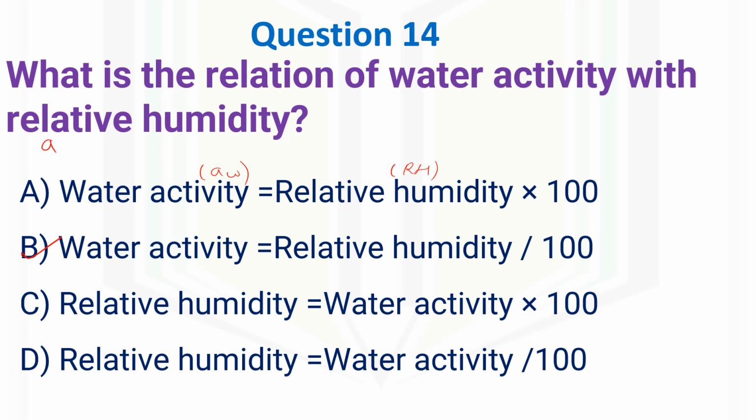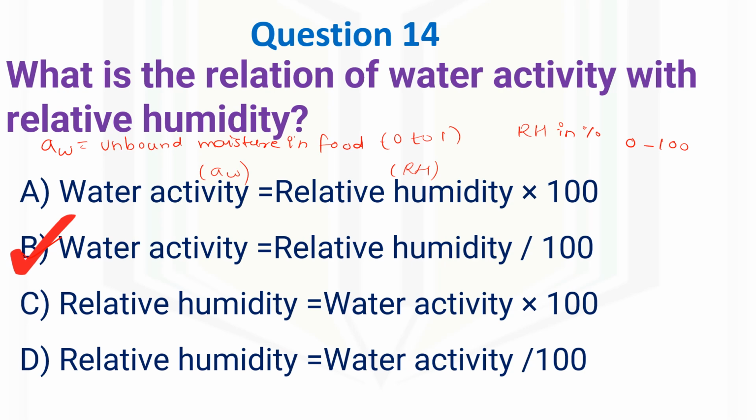So water activity is the unbound moisture in food, whereas the relative humidity is the amount of water vapor in the air compared to the maximum capacity. It is expressed as the percentage of maximum humidity at a given temperature. The water activity is measured on a scale of 0 to 1, whereas the relative humidity is measured in percentage and ranges from 0 to 100. So that is the saturation.